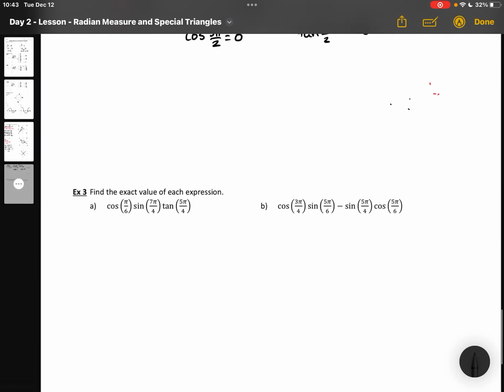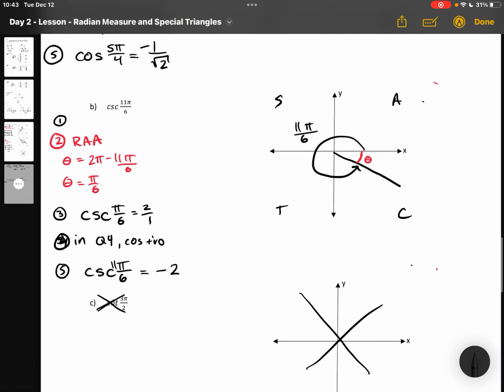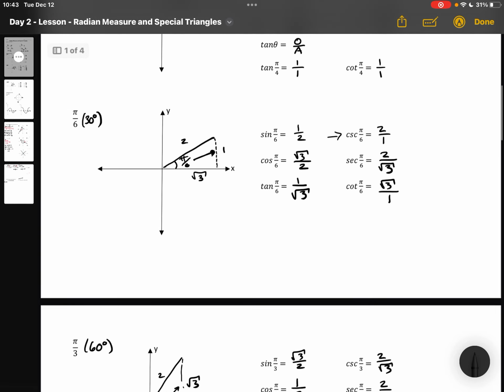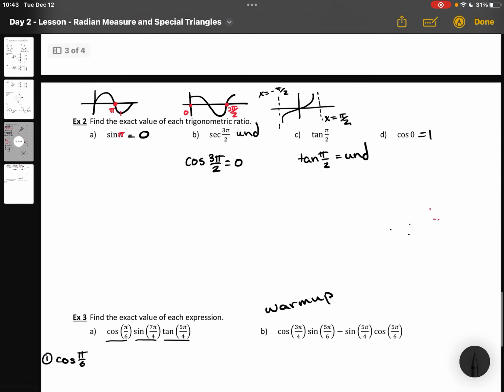Okay, so now this B we're going to do for warm up on Thursday, but we'll go through example 3A here. So we want to find the exact value of each expression. So we're going to have to find the value of each trig ratio separately. So it's like 3 questions in one. So the first one isn't too bad because pi over 6 is one of our special angles. So if I go all the way back up to the top, I'm looking for cos of pi over 6. I've got that right here. That's root 3 over 2.